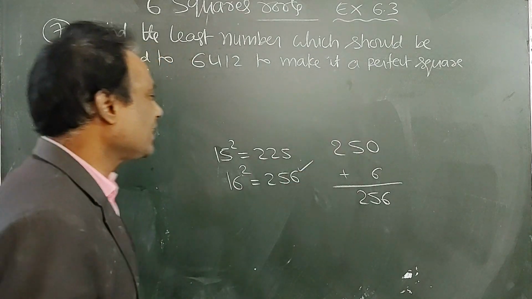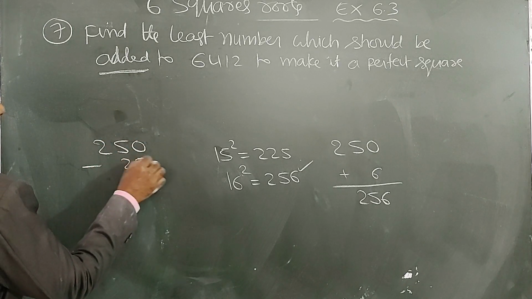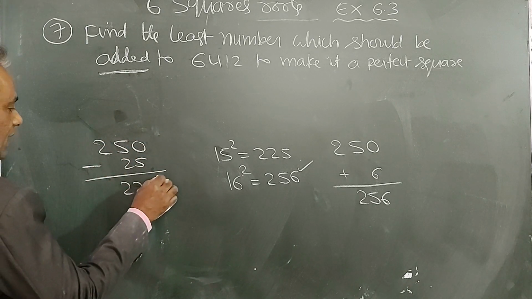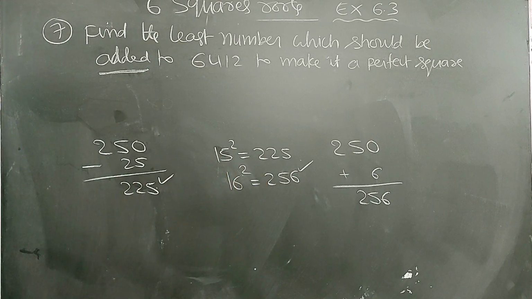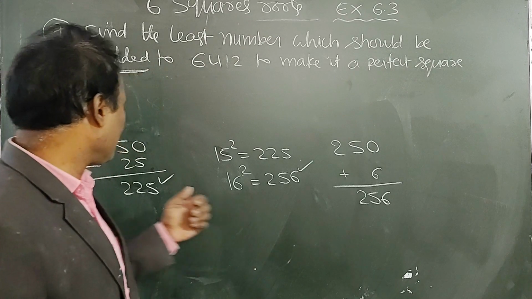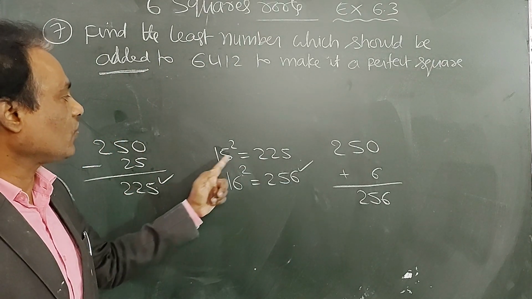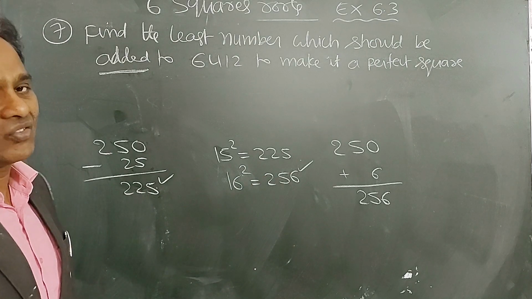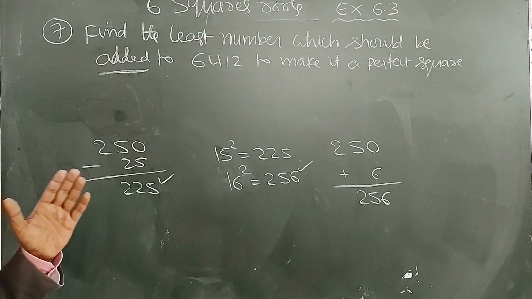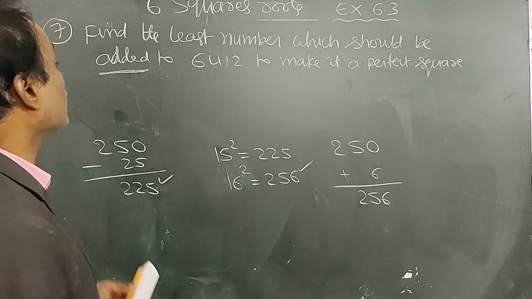What should be subtracted? If we subtract 25, then it becomes 225. It is a perfect square. What should be added means 6 should be added. What should be subtracted means 25 should be subtracted so that it becomes 225. 225 is the square of 15. So there are two types of questions. Already in the previous class I explained what should be subtracted. Now, what should be added?